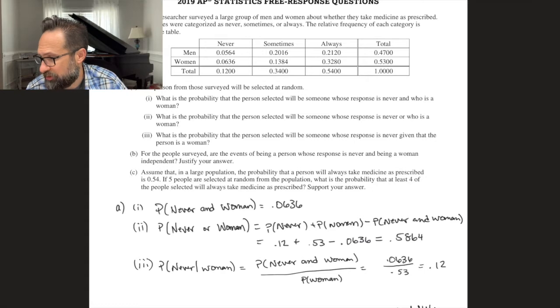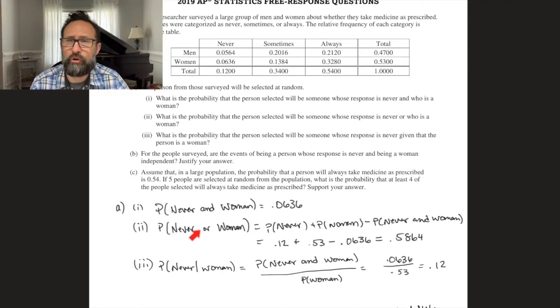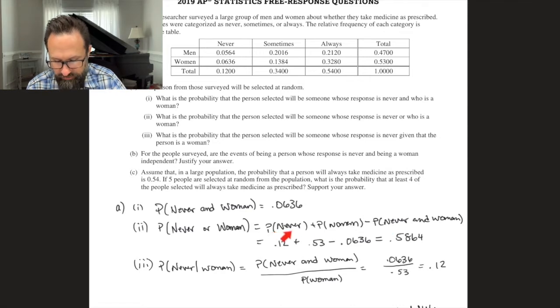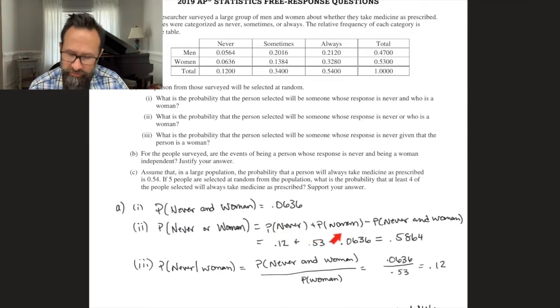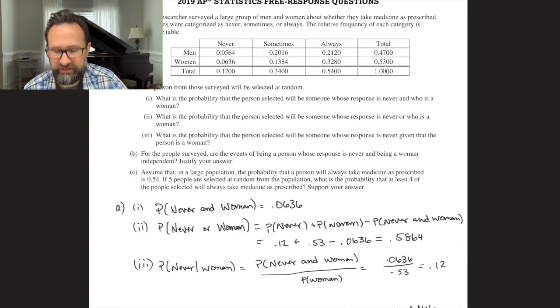If you reported the correct probabilities, it's essentially correct for all 3 pieces. The next part was the probability of being never, or being a woman. I wrote down the formula here: the probability of never plus the probability of woman minus the probability of never and woman. This is our general addition rule. You can look that up. It's 0.12 plus 0.53 minus the 'and' part, which we did at the beginning. 0.5864 would be the correct answer there.